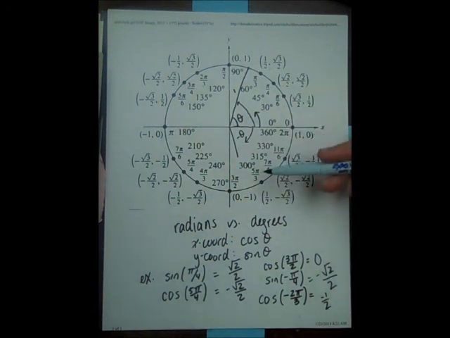And these are not all the angles. You can have anything between 0 and 2 pi or anything between 0 and 360. These are just the most common ones.